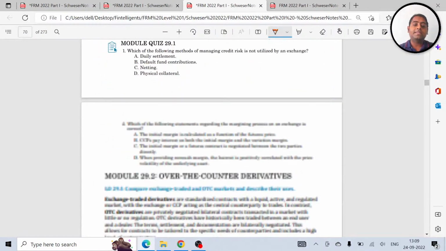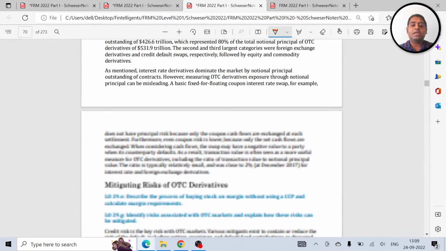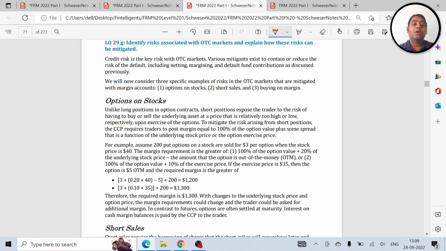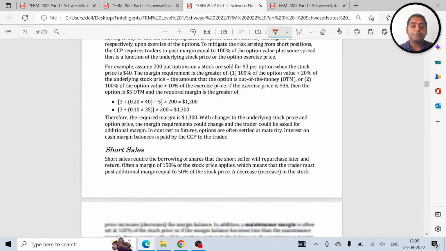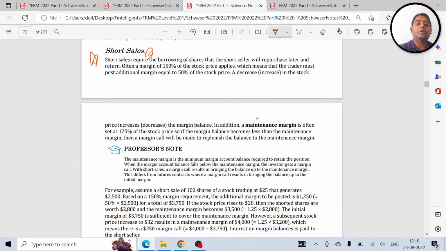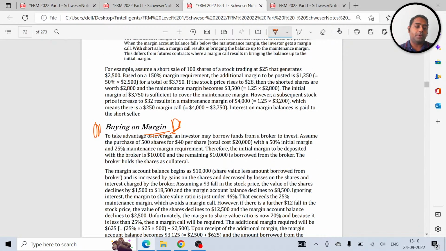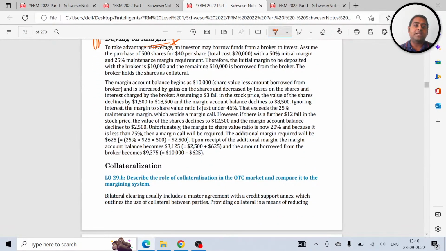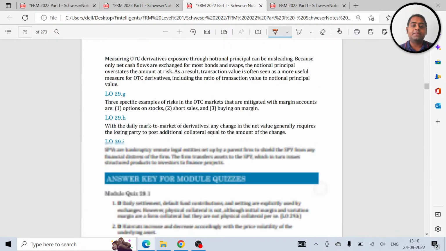Next, the over the counter derivative part, more or less repeat. Classes of derivatives, we might not test. Over here, the last part, which is the mitigating risk of the OTC derivative. Over here, buying on margin is important and short selling is important. I expect one question. If they want to test you, they can. Few students might get tested on this, so think of it that way. Both the parts, mark as star. Important. Collateralization is okay. SPV is okay. I don't expect them to be tested heavily.